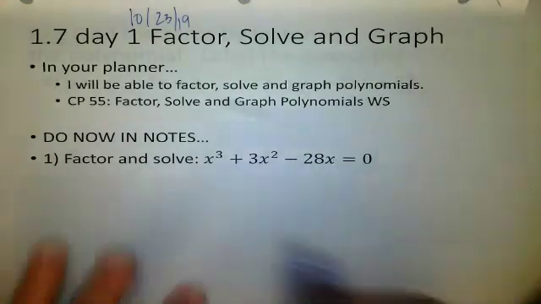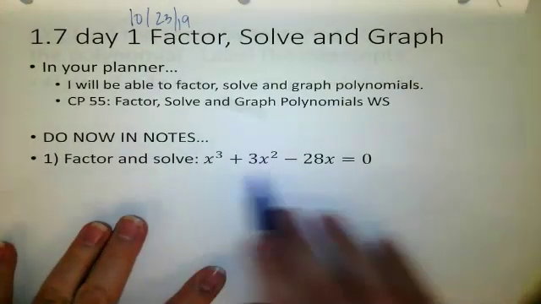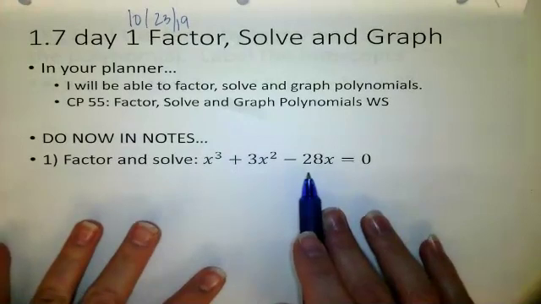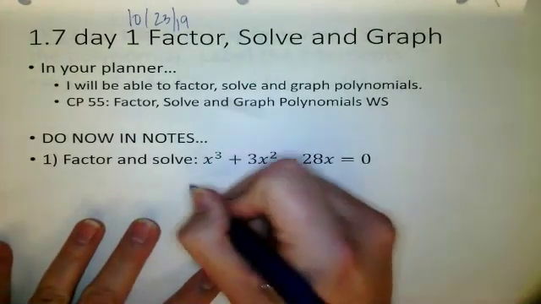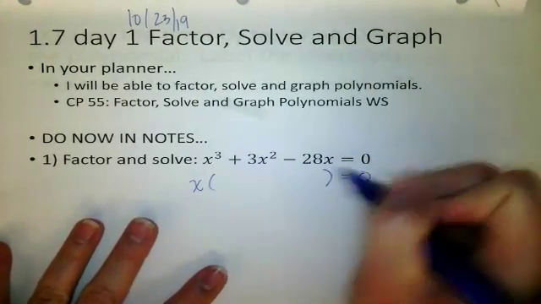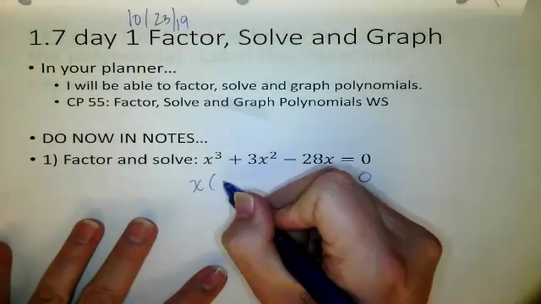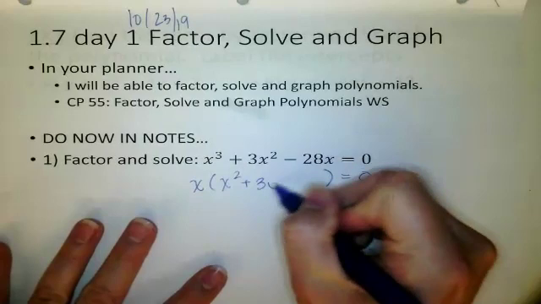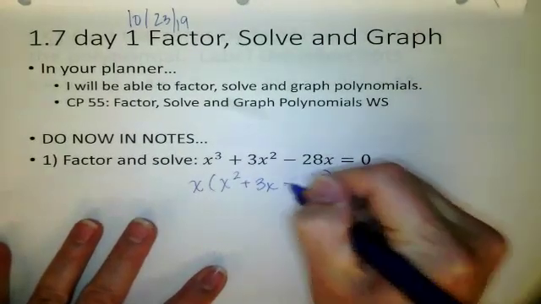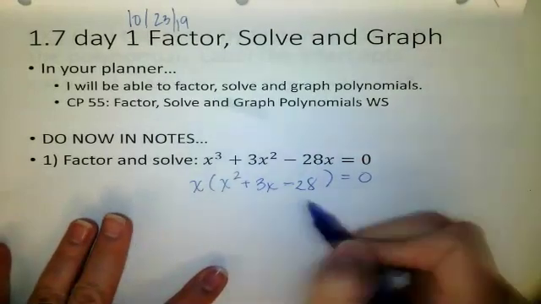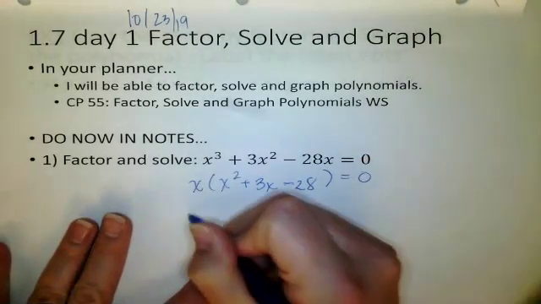Yeah. All right. So just to review here, we want to try to factor and solve. What do you notice about these three terms? X can come out. When I take out the X, what's left behind? Minus 28. Good. And then we can factor that trinomial, the leftovers there.